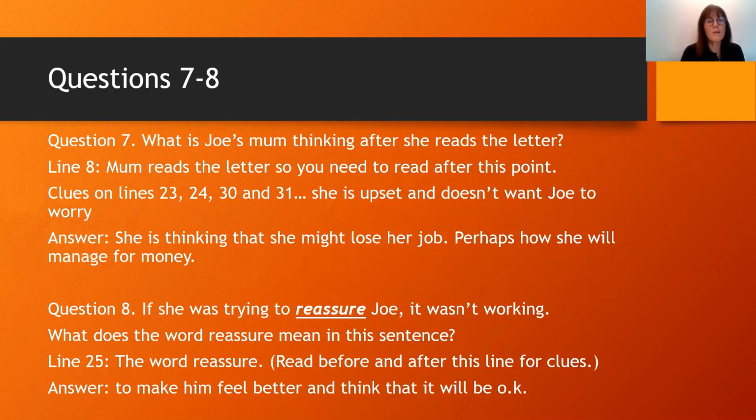Question 7. What is Joe's mum thinking after she reads the letter? What's she thinking? So that's the important word in the question. It's also after she reads the letter. So let's find out the line where mum reads the letter, and then we've got to look after that to see the answer. So which line does mum start reading the letter? Can you find it? On line 6, it says mum opened it and unfolded the letter. Line 7 says Joe knew instantly that something was wrong. He could see it on mum's face. "What is it, mum?" Joe asked. So what's mum thinking after she read the letter?